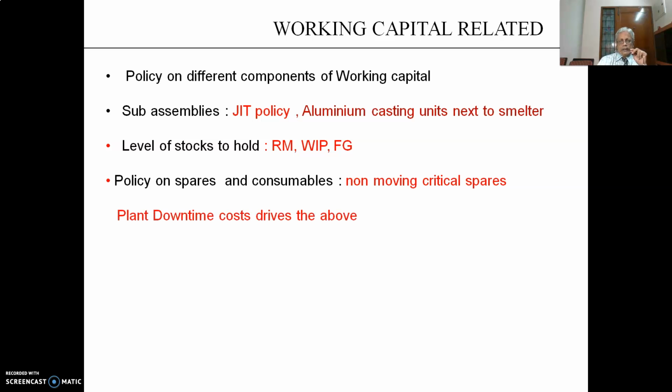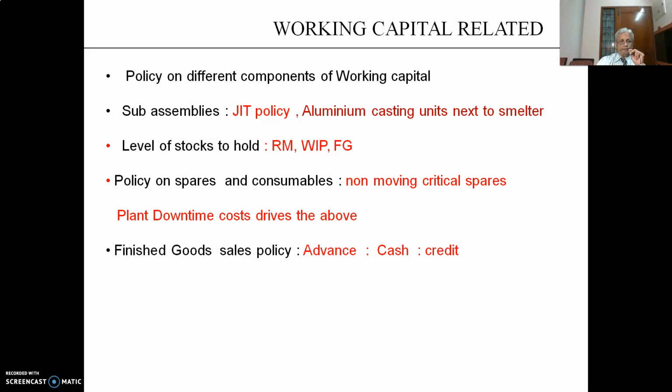If the downtime costs of the organization are quite high, then you are expected to have a good number of spares and consumables so that you will be able to address most of the downtimes. In case the downtime costs are lower, you need to keep only some critical spares. Another important and interesting point to note here is non-moving critical spares. Many times the critical spares are expected to be kept all the time, but the only issue is that sometimes they become non-moving in nature. So you have to take a call when exactly you have to dispose of the non-moving critical spare.